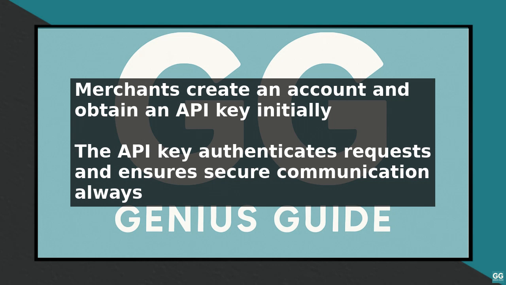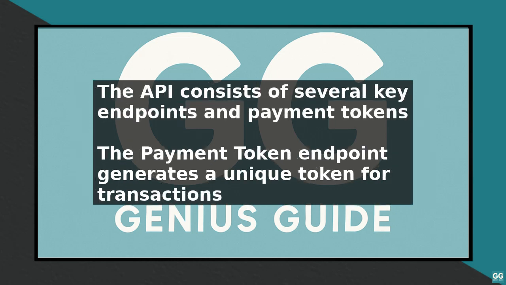Processing transactions with Afterpay API. To process a transaction using the Afterpay API, merchants must first create a payment token by sending a request to the payment token endpoint. The token is then used to create an order, which is sent to the order endpoint. Once the order is created, the merchant can use the payment endpoint to process the payment.